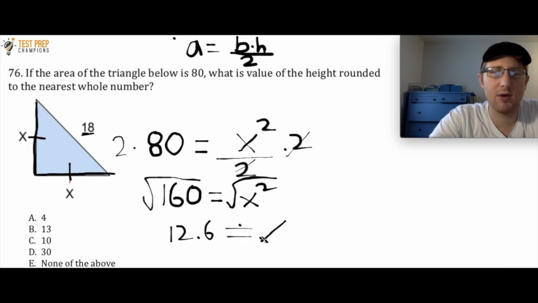12.6 is going to equal x. And the question's asking me to round to the nearest whole number, so this would round up to 13, so B is the right answer.